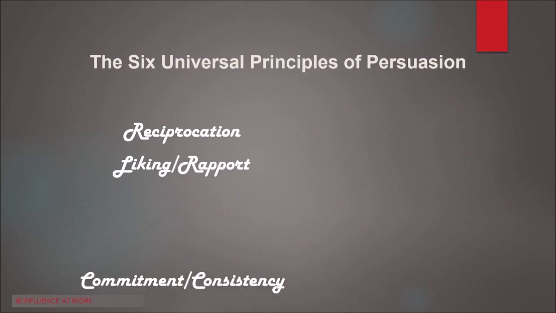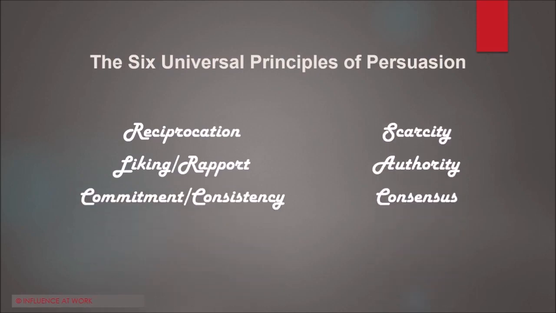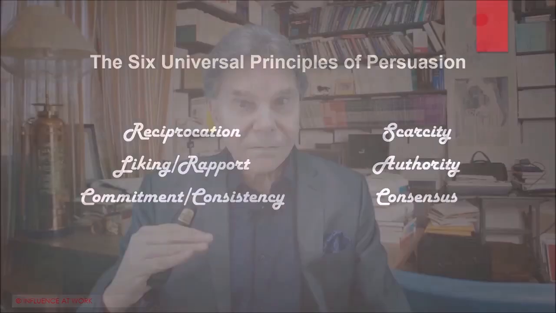Now, my research tells me that there are 6 universal principles of influence and persuasion that move people in our direction and increase the likelihood that we will be successful in getting them to say yes. Here they are. Reciprocation, liking and rapport, commitment and consistency, scarcity, authority, and consensus. Here's what I'll claim. If you include one or another of these principles into a message that you send, you will be significantly more successful.